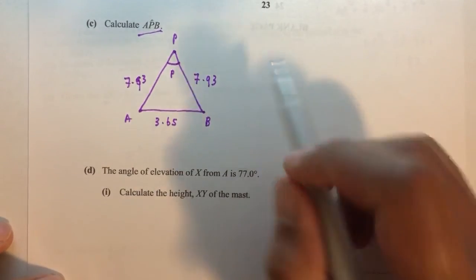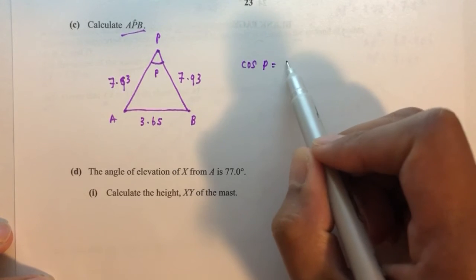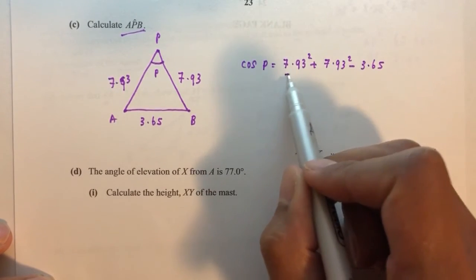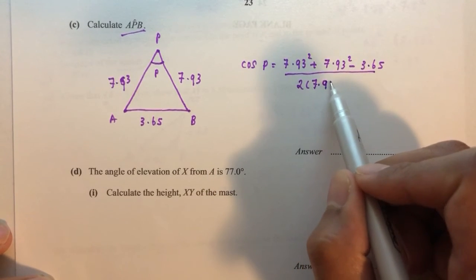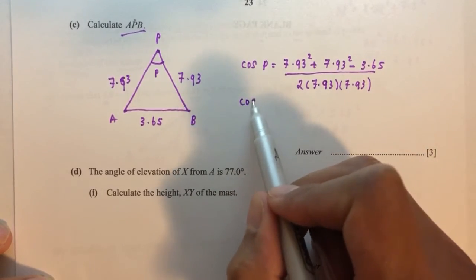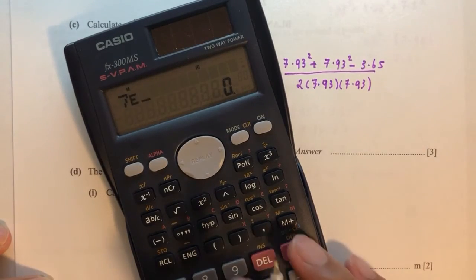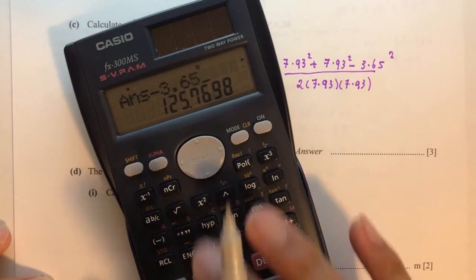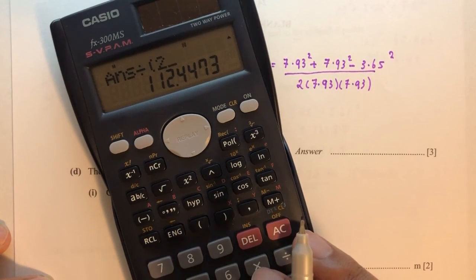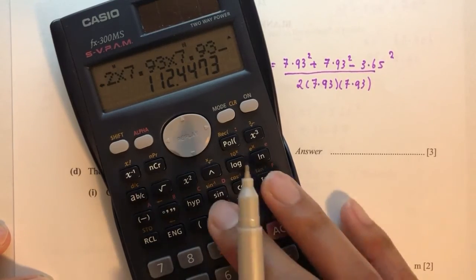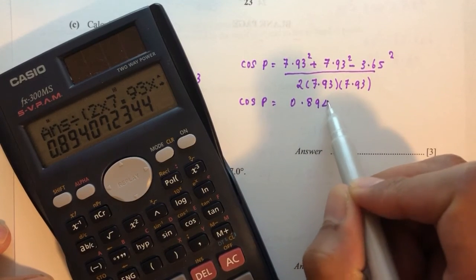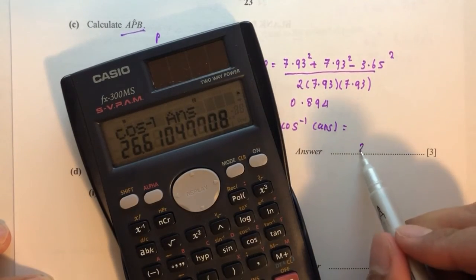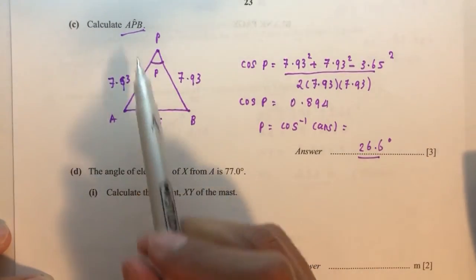We will use the cosine rule, which says cos of angle P equals 7.93 squared plus 7.93 squared minus 3.65 squared, divided by 2 times 7.93 times 7.93. So let's simplify and find out what this term is. 7.93 squared times 2 minus 3.65 squared, divided by 2 times 7.93 times 7.93. That will be 0.894. So the value of P will be cos inverse of the answer, which will give you 26.6 degrees. This will be angle APB.